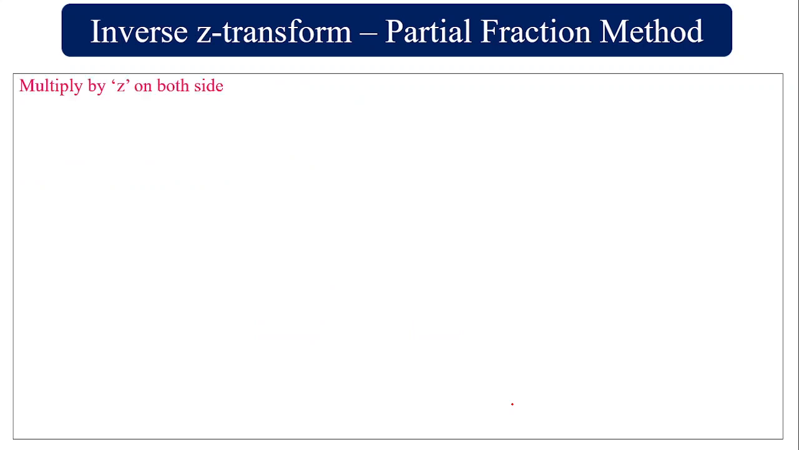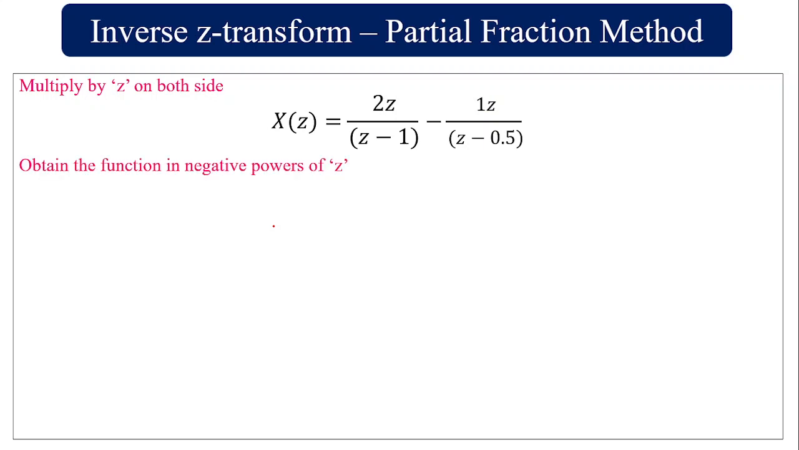Step number 5: multiply by z on both sides. If I multiply by z on both sides, this z and z will cancel. So here it will be 2z divided by (z minus 1) minus 1z divided by (z minus 0.5). Step number 6 is to obtain the function in negative powers of z. So I'll be taking z commonly out in the denominator. If I take z out, it becomes 1 minus z inverse, and this z and z get cancelled. Here also z commonly out, so 1 minus 0.5 z inverse, and z and z cancel. Finally the term will be of negative powers.